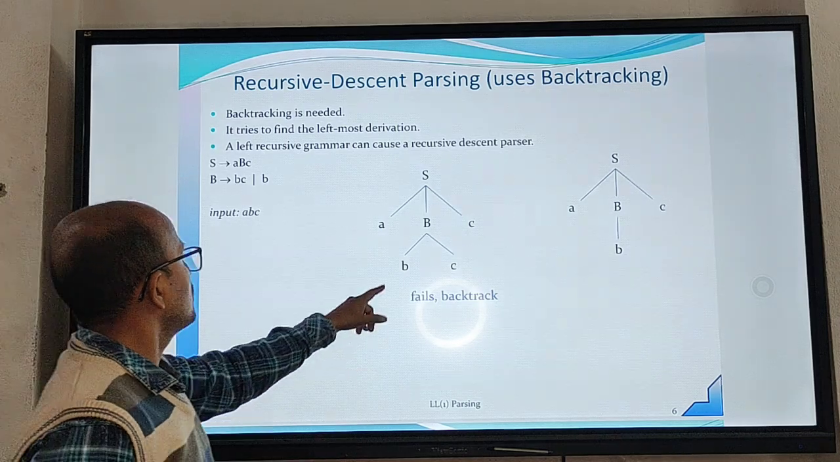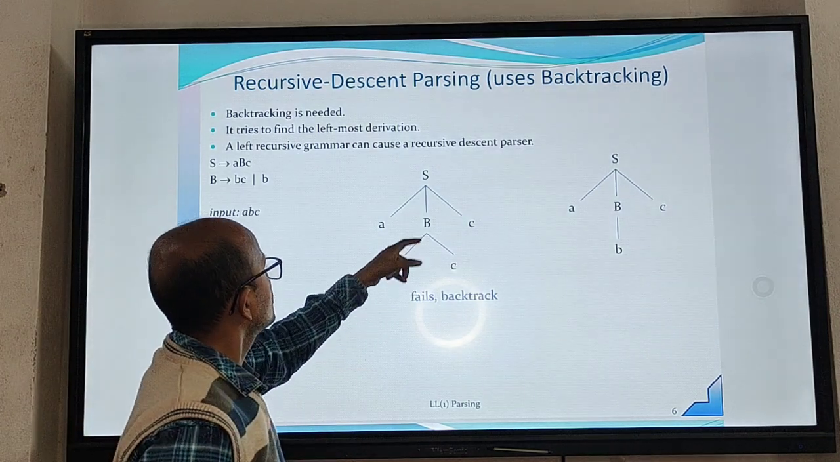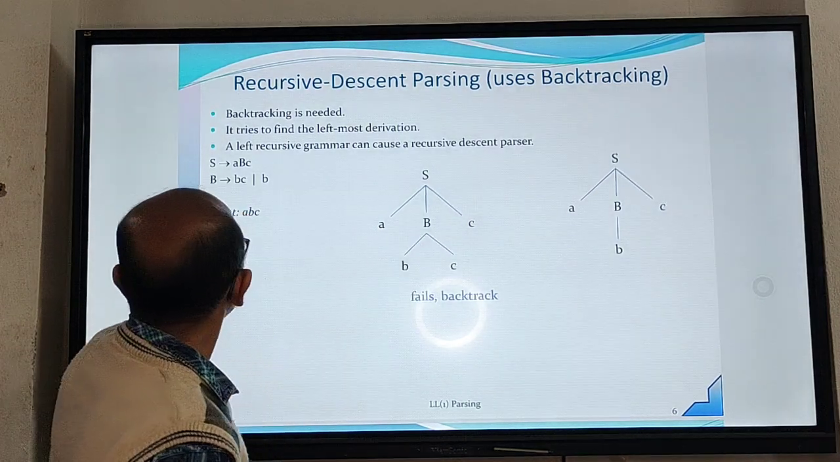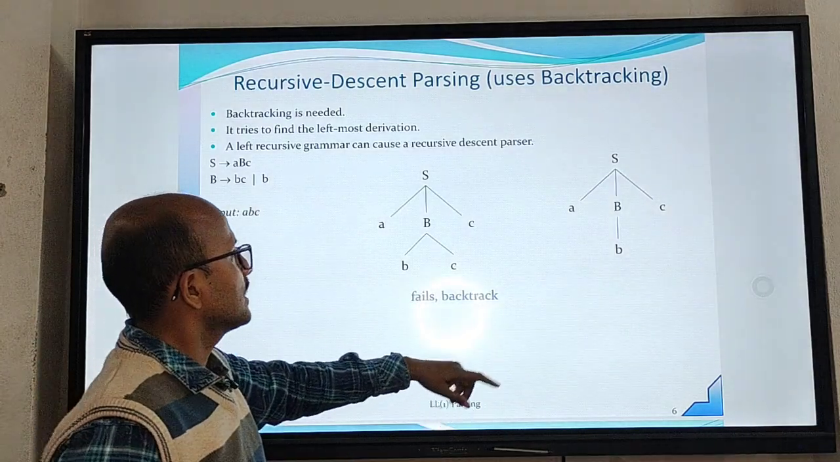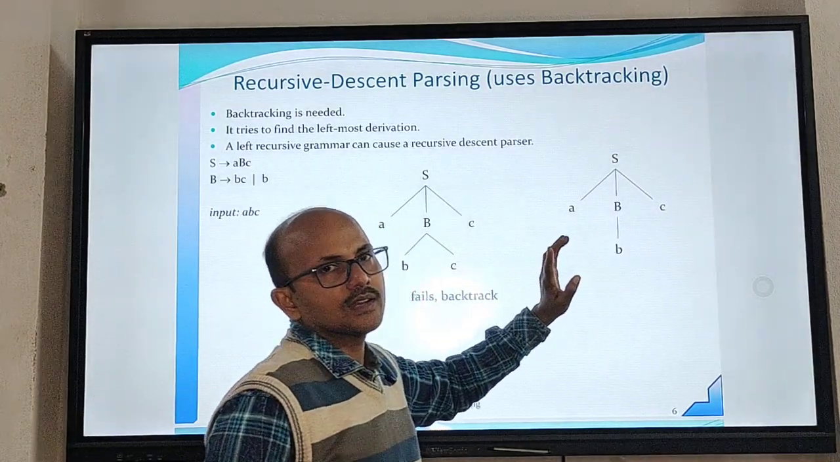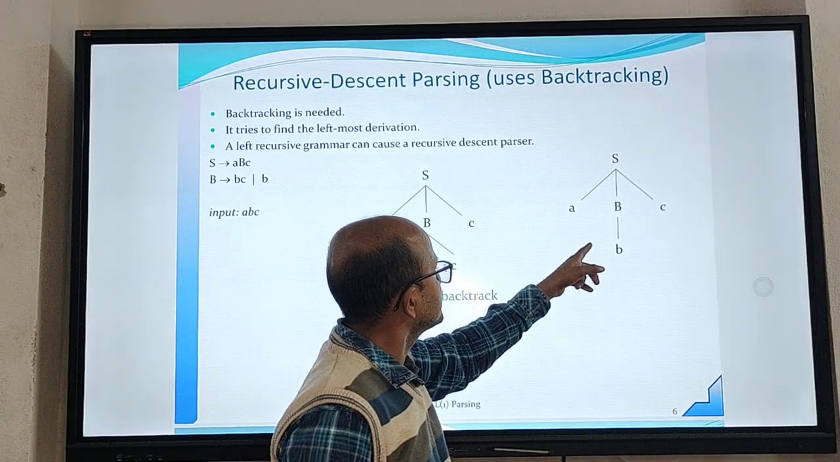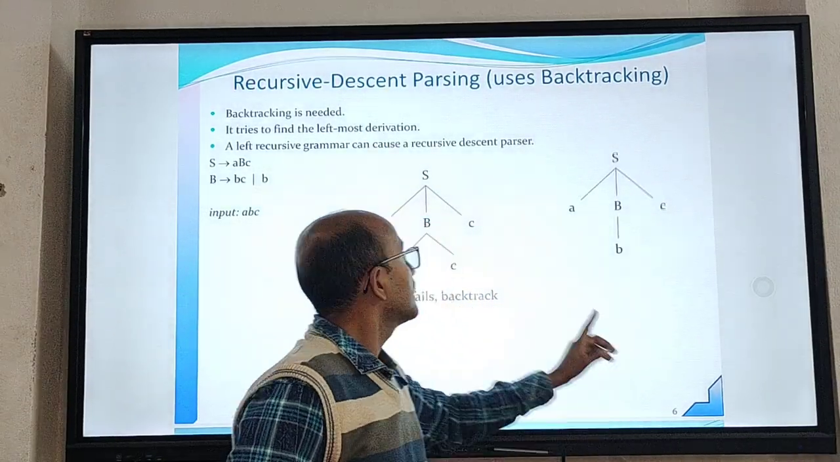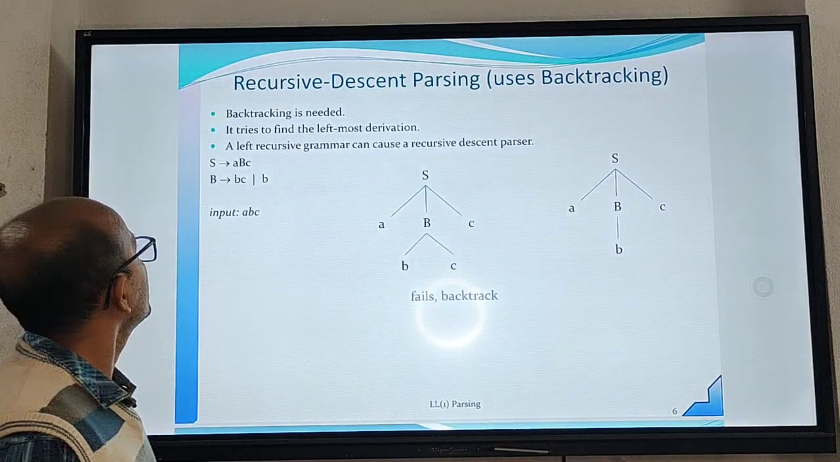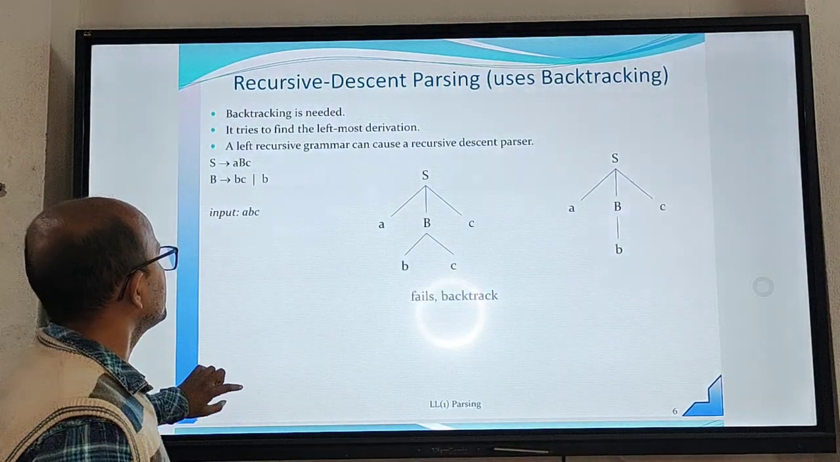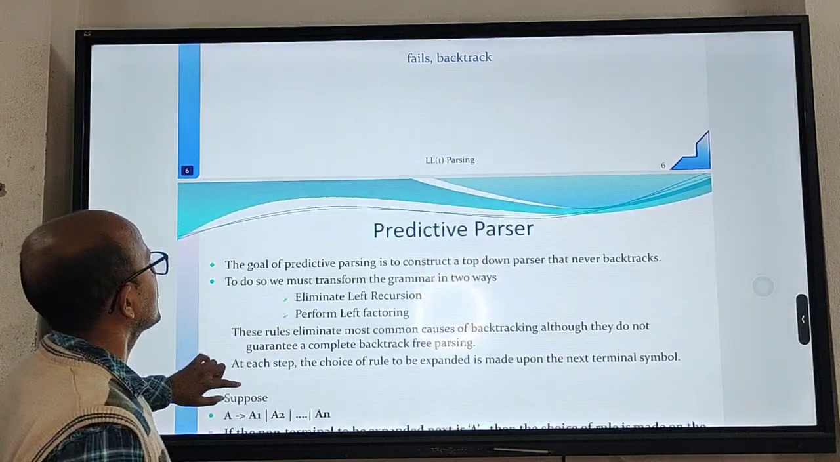We backtrack from this stage to the earlier stage. Now we have the other alternative of the B production, B produces B. Now replace the B with B. Let us see what string is generated now: A, B and C. Now it exactly matches your input string. So this is the recursive parsing technique, and it uses backtracking, so it is not efficient.